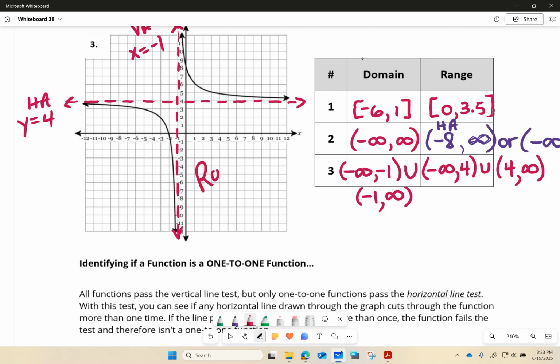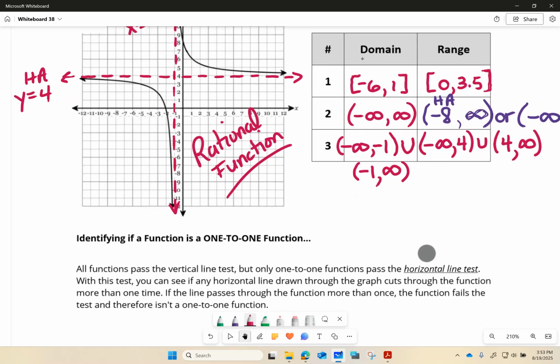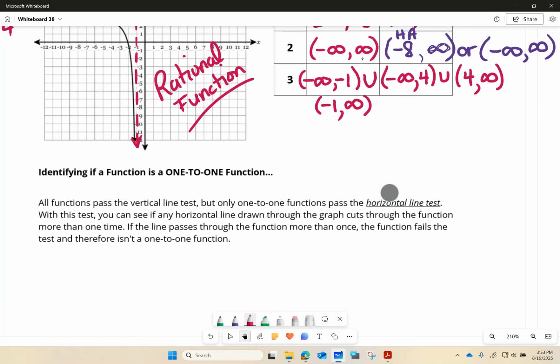These are called rational functions. You will learn how to graph these in the future. Okay. All right. So that was kind of a warm-up review of what you guys have done in the previous sections. Let's move into the new stuff, okay?